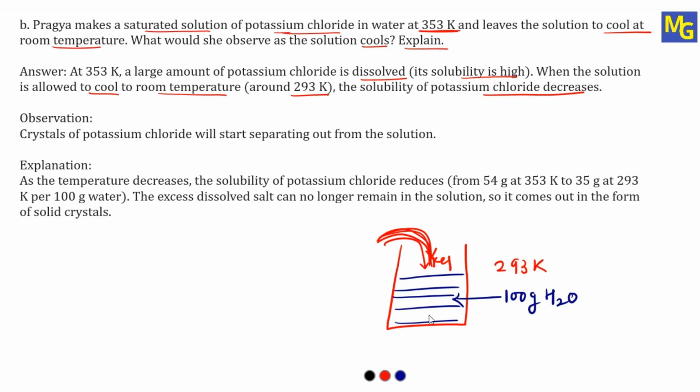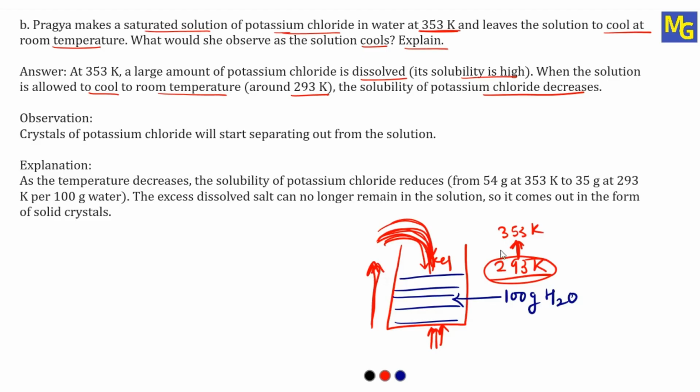But after reaching this saturated stage at 293 K, we increased the temperature, we heated it, and we reached 353 K and we saw that again it was able to dissolve more KCl. So as we increase the temperature, the solubility increases. I hope you are understanding. At room temperature, when we reached the saturated level, we started heating it, and therefore it started dissolving more salt, meaning the solubility increased.